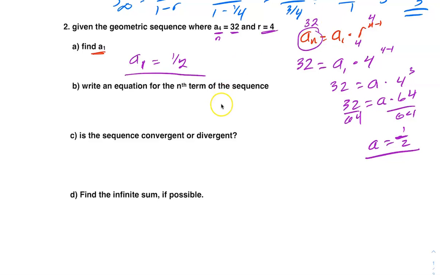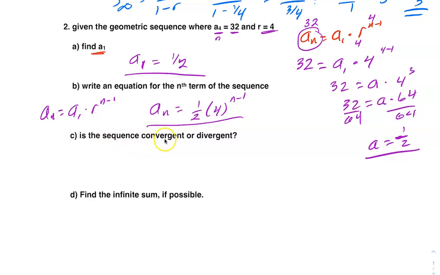Write an equation for the nth term of the sequence. We did this before, right? So the nth term of a sequence is this formula right here. And now we have everything we need. We have a1 we just found is 1/2. We have r is 4. So a(n) equals 1/2 times 4 to the n minus 1. And just like before, remember, this is your answer. Don't give me 2 to the n minus 1. You cannot multiply these yet. Power comes first. So that is your answer.